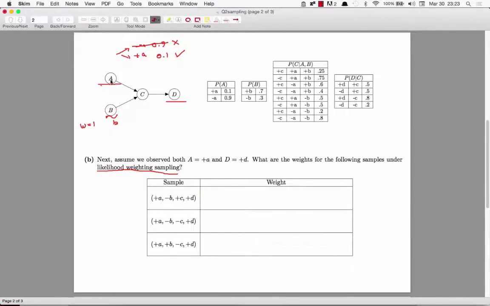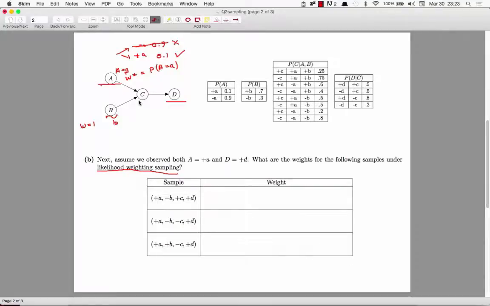Then instead of sampling from A, we just assign A according to the evidence. So in this case, the evidence is plus A, and we update the weight. That is, we multiply the weight by the likelihood of the evidence. So in this case, the evidence is probability A equals A. So the weight just gets multiplied by this factor whenever we reach an evidence node.